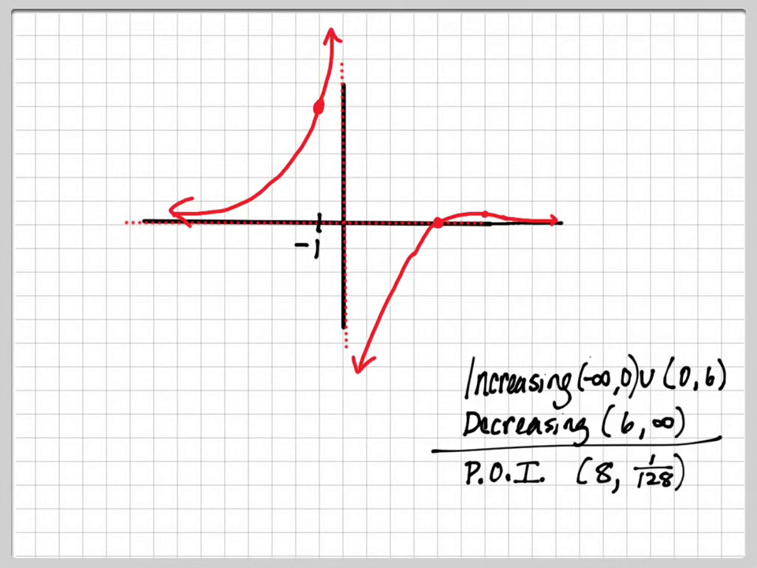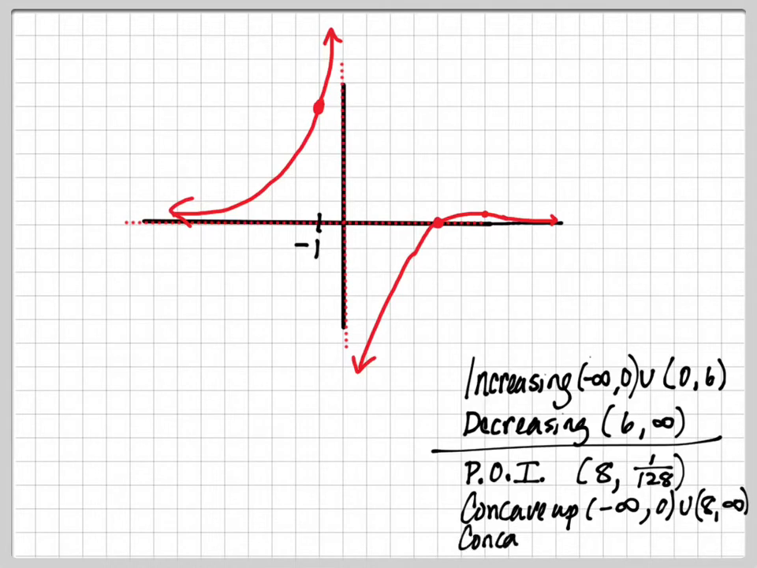And I can write out concavity pieces, right? It's concave up from negative infinity to 0, and it picks back up from 8 to infinity, and it's concave down from 0 to 8. Does that make sense with the graph that you've drawn? Is it in fact concave up from negative infinity to 0? Yes. Is it concave down from 0 to 8-ish?